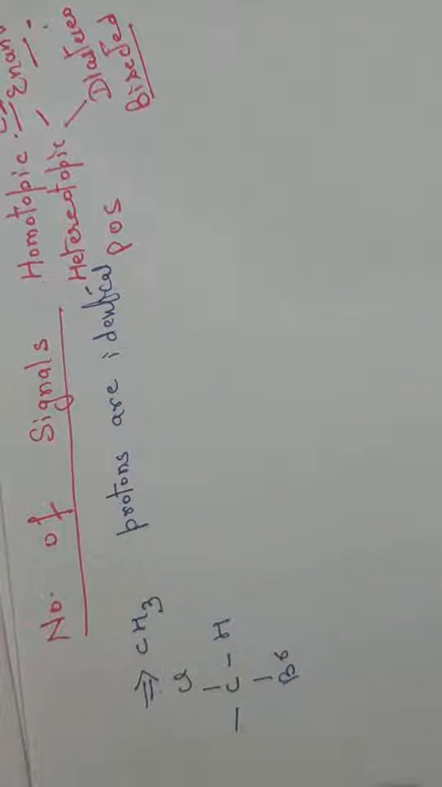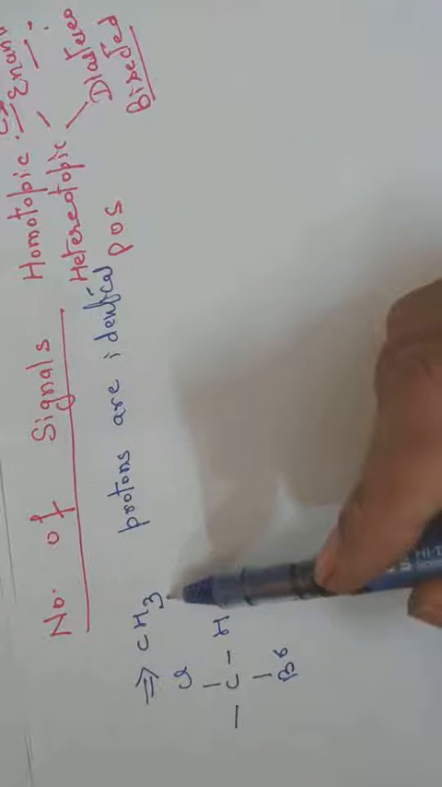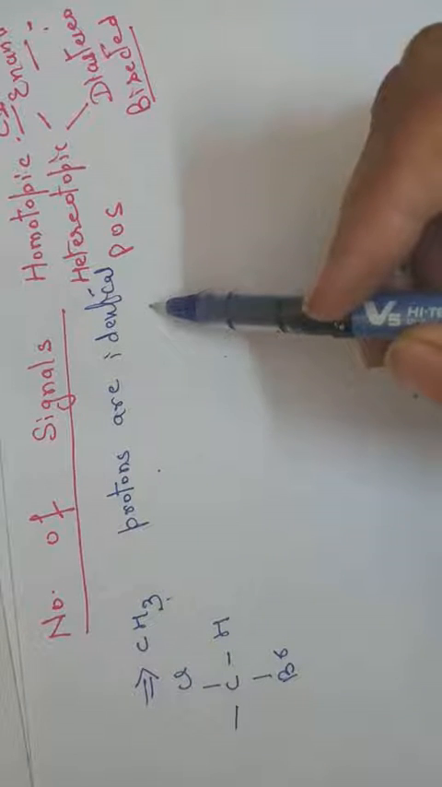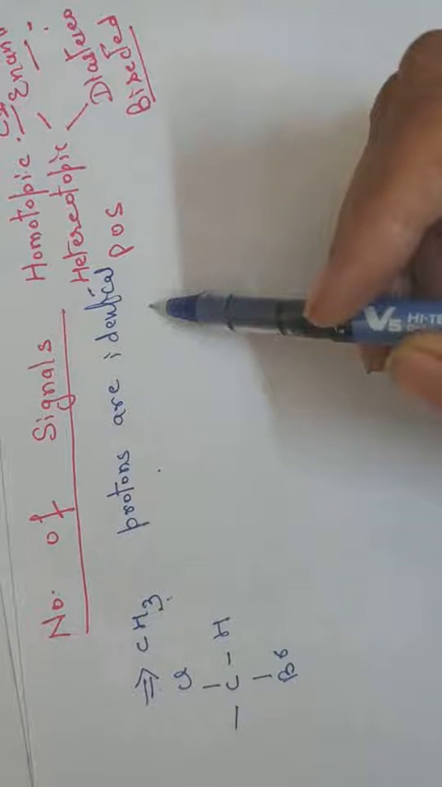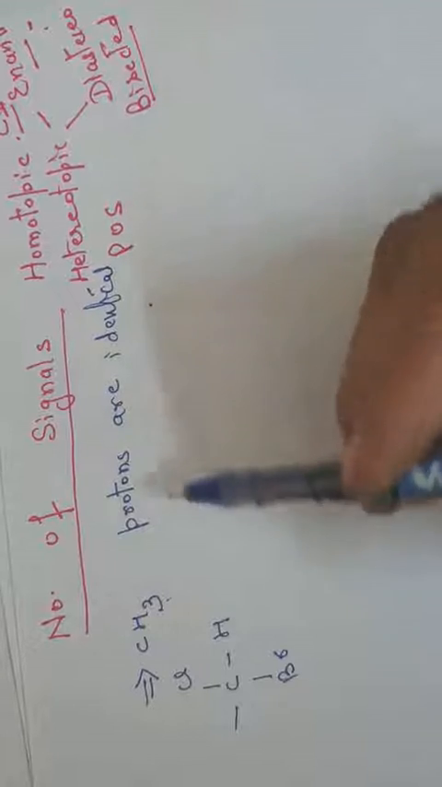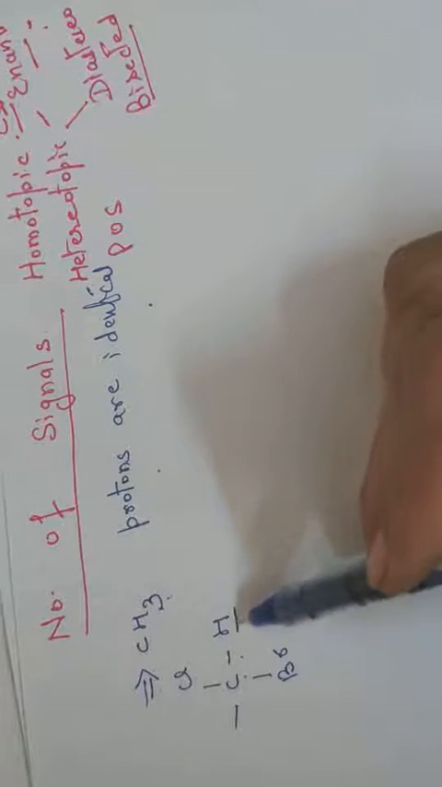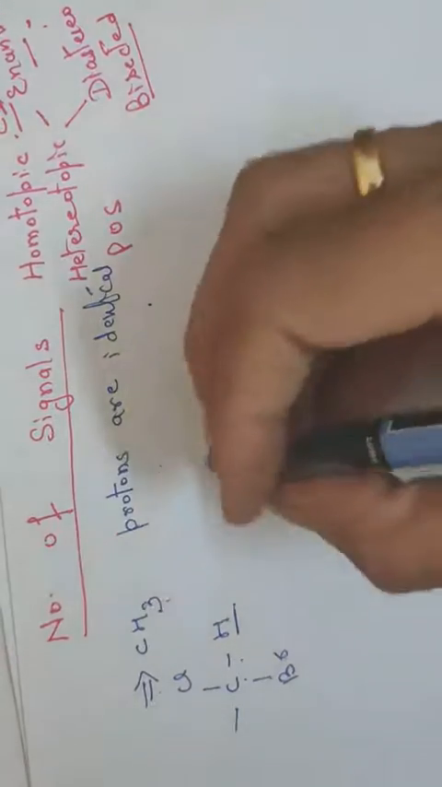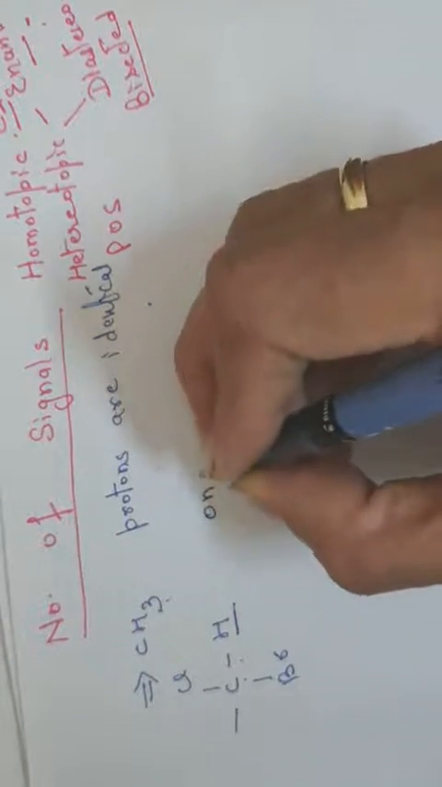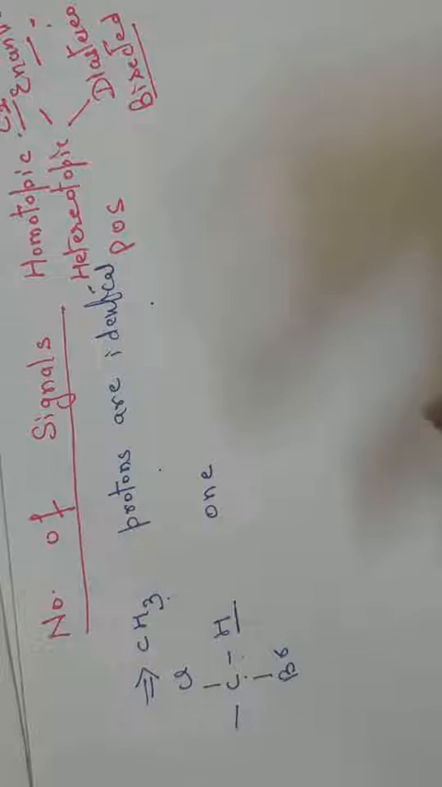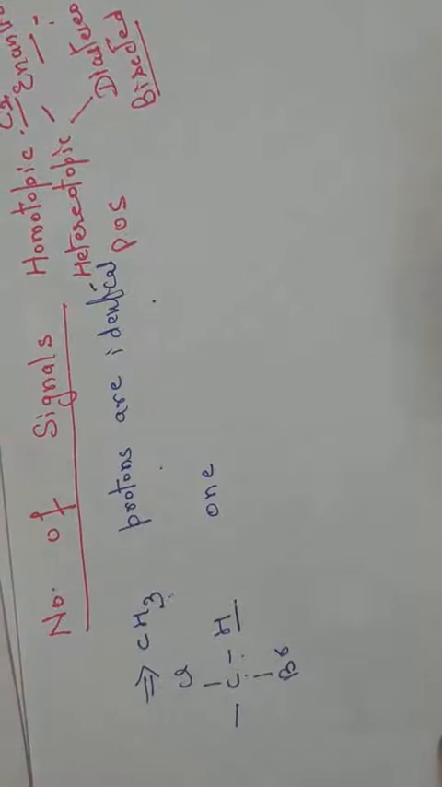So here are a few tricks which will be helpful in finding out the number of signals in the NMR spectrum. If you have a CH3 group, all the protons here are identical. These will give only one signal in the NMR spectrum. If you have a carbon attached to different substituents and only one hydrogen is present, then this CH will also obviously give one signal in the NMR spectrum.